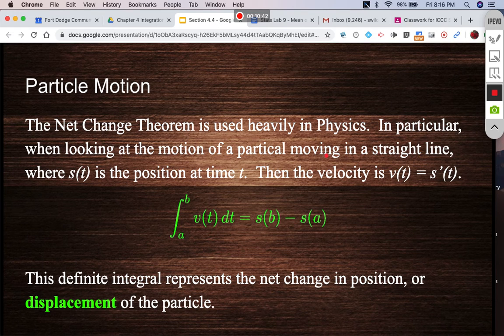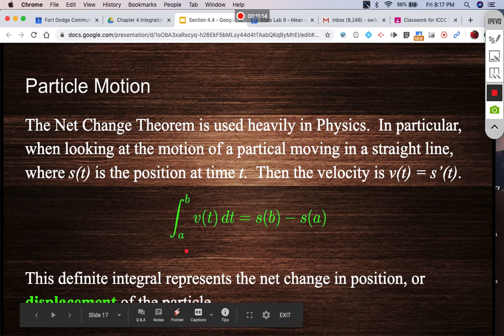So this idea of net change is used a lot in physics. Again, when you're looking at motion of something that's moving in a straight line, and s is the position at time t, and your velocity is s prime of t, then we can say the integral of velocity is going to be the change in position: s of the finishing point, subtract the position of the starting point. And this is what we call the displacement.